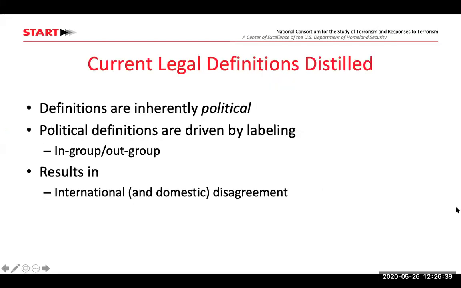So what we get out of that is that these definitions are inherently political. The legal definitions are inherently political. And that is problematic because we want objective laws that hold all accountable equally. So the political definitions are driven by labeling, by labeling in-group versus out-group, by punishing those who challenge legitimate authority. And this results in, like I said, various types of disagreement.